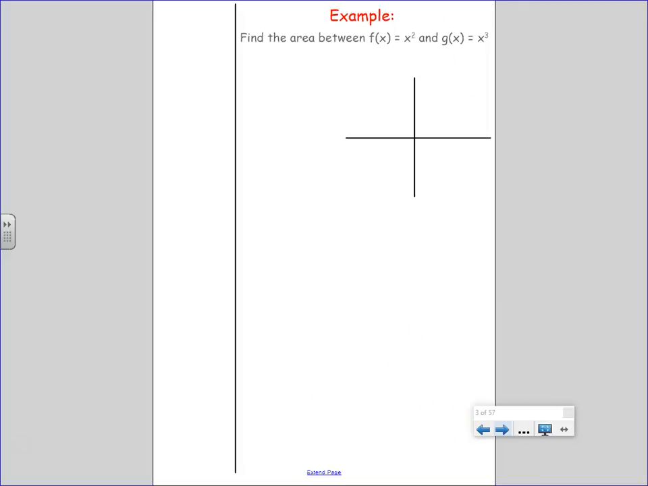Let's keep going. That gets us to, oh no, we're not to a card yet. We're almost to a card. One more example. I give you x squared and x cubed, and I just say find the area between with no picture.